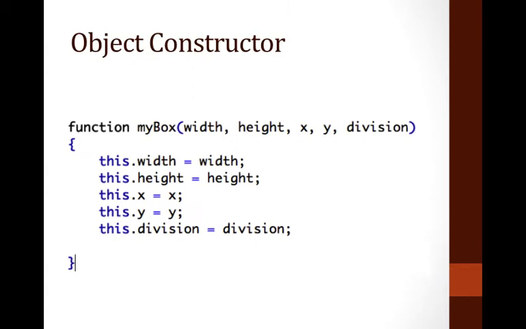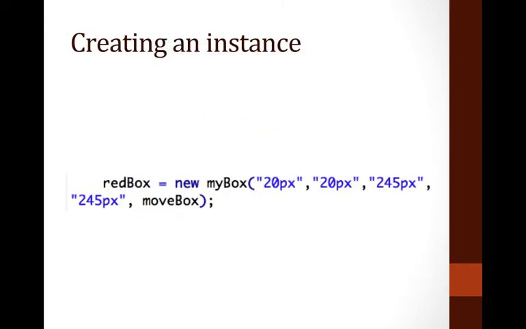More commonly, you're going to use an object constructor. And you use an object constructor by creating an object by use of a function. So you create the function myBox, and you pass in the parameters width, height, x, y, and division. Width will equal width, height will equal height, x and y will be our x, y coordinates, and the division is going to be the name of the div tag that we're going to modify. So we can use all of those properties that will describe that box.